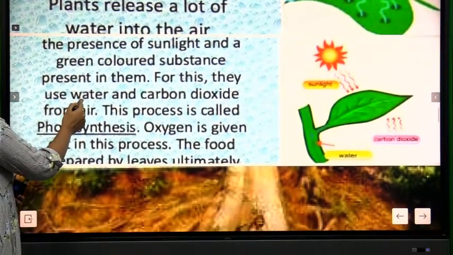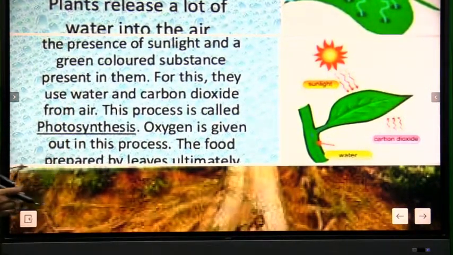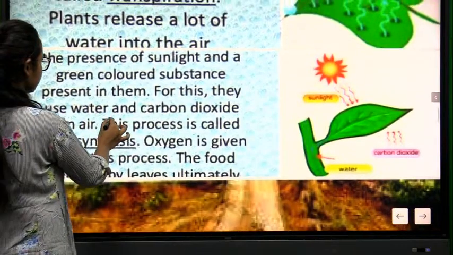Now, in the presence of sunlight and a green colored substance present in them, they use water and carbon dioxide from the air. This process is called photosynthesis. Oxygen is given out in this process. The food prepared by the leaves is ultimately in the form of glucose. Now you all know what photosynthesis is.